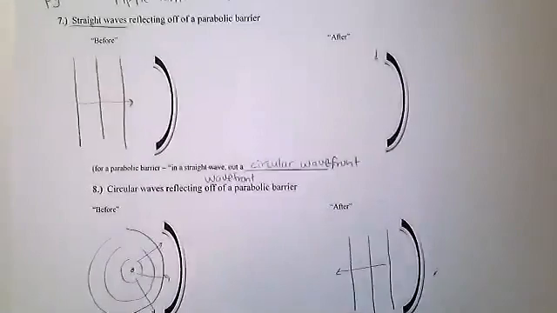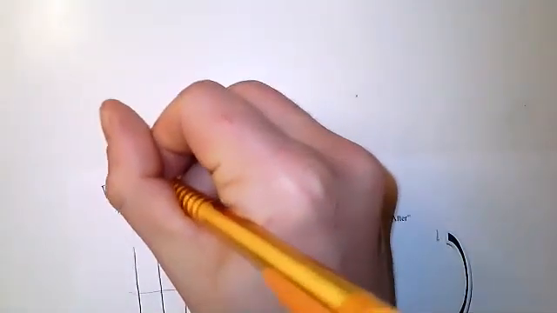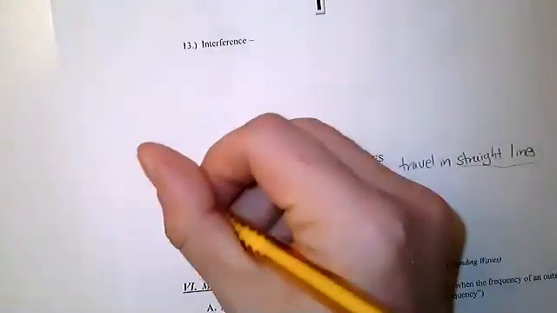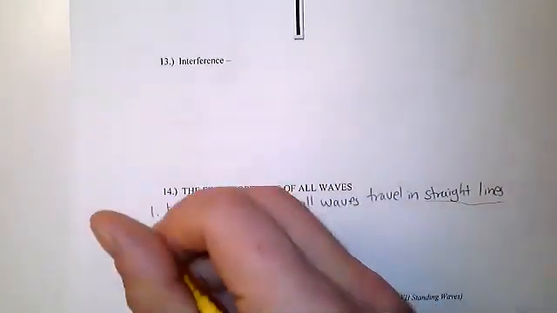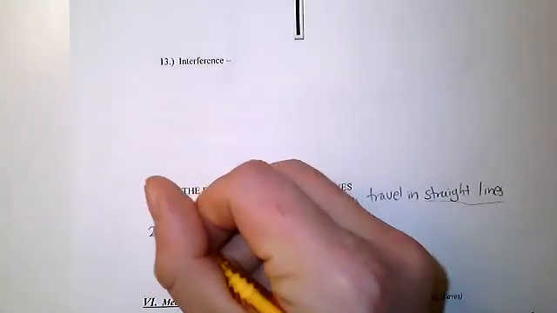Before we move on to 9, we're just going to summarize some of what we learned. Sorry, we're on page 163 right now. Forgive me, I'm going to summarize what we learned on page 164. So the first wave property we learned about was linear propagation. All waves travel in straight lines. And then we also just learned about reflection.